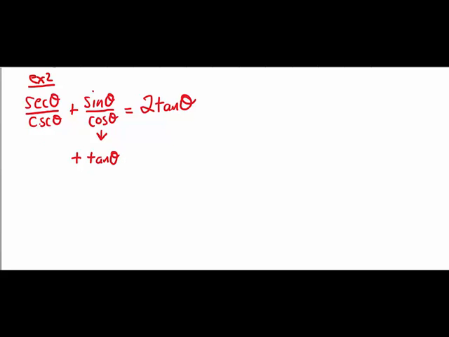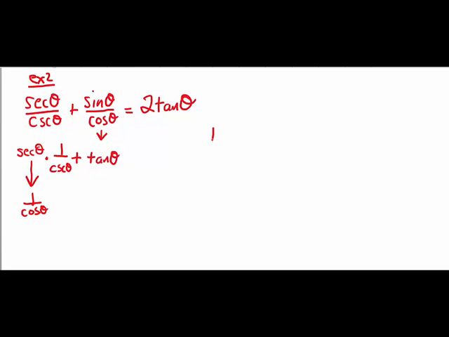Now how about secant over cosecant? Well, maybe that's too confusing right now, so maybe let's split this up as secant theta times 1 over cosecant theta. Okay, so let's do some conversions into sine and cosine. Secant is the same thing as 1 over cosine. That's the reciprocal function. Cosecant is equivalent to 1 over sine.